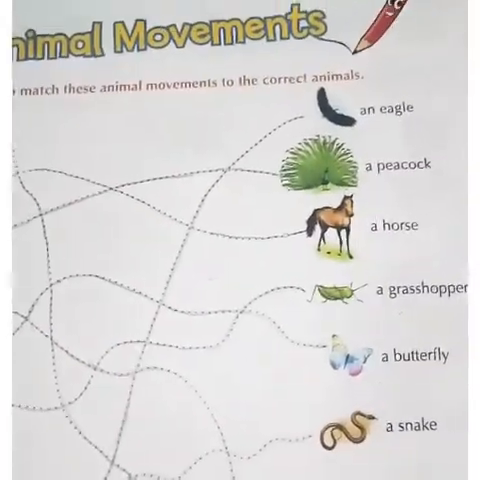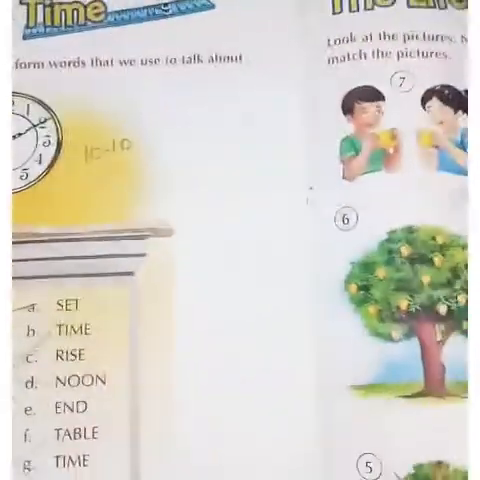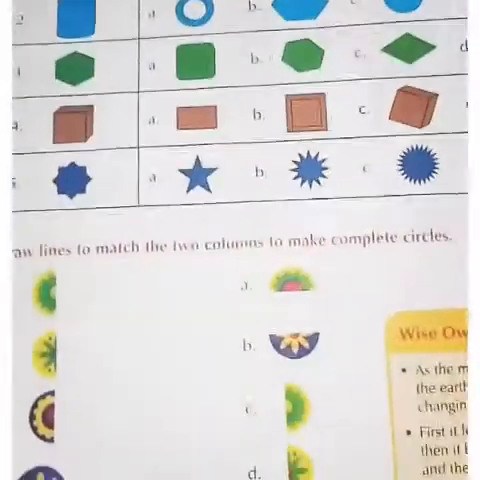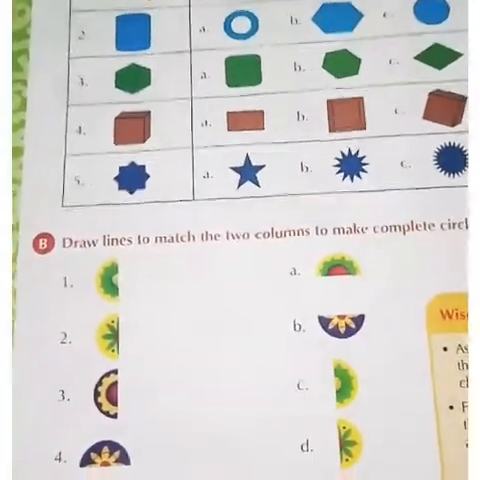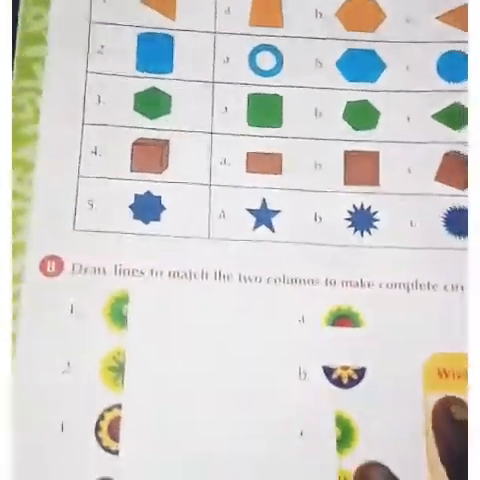Children, good morning. Last class we discussed animal movements, days to remember, then the next one, life cycle of a tree, isn't it? So today take page number 16 in your GK book. This is your GK book.